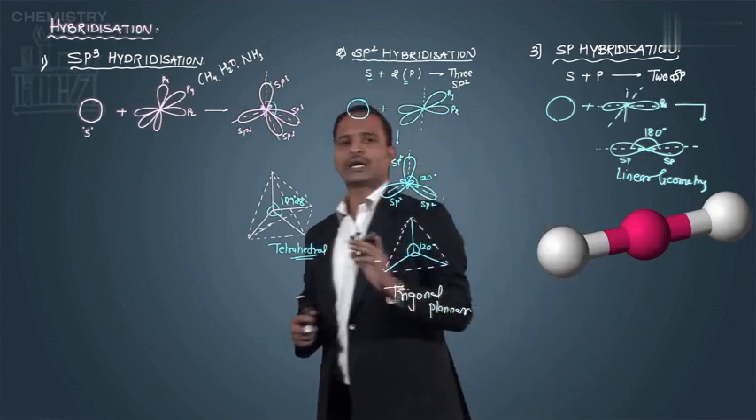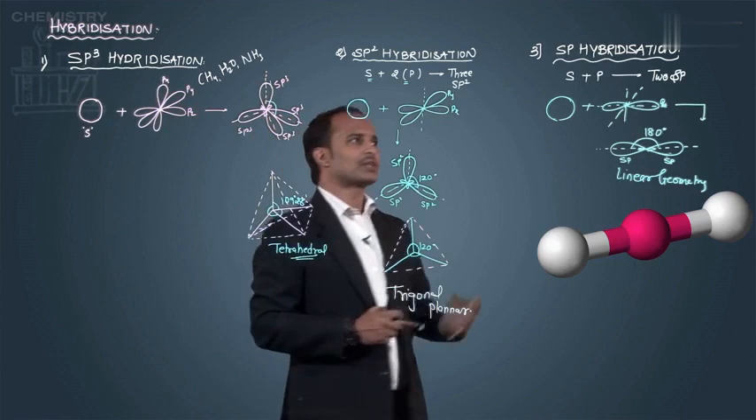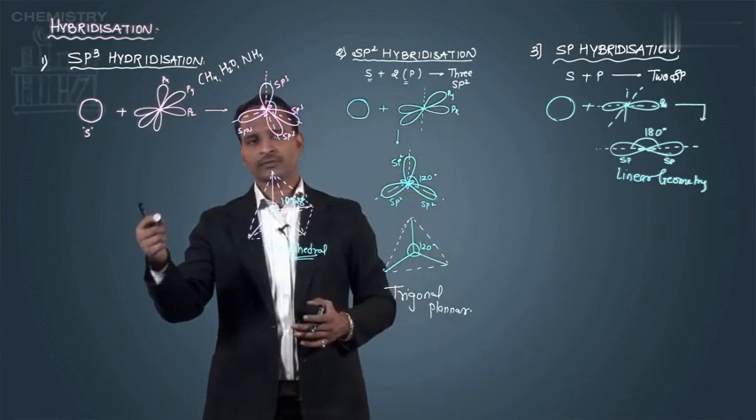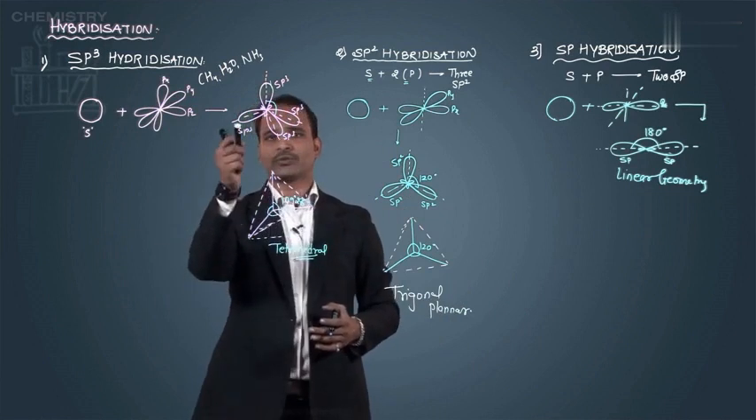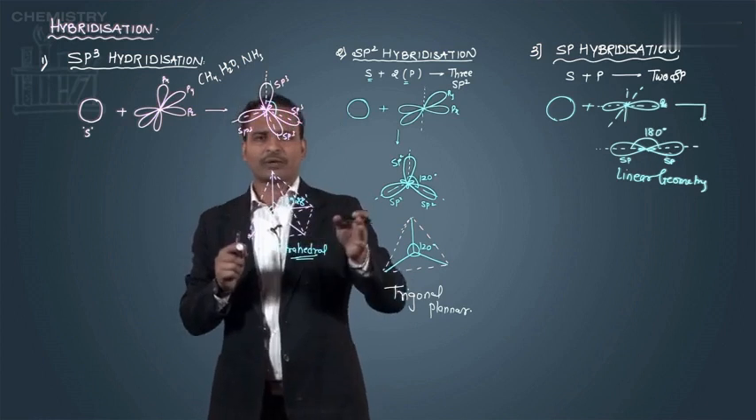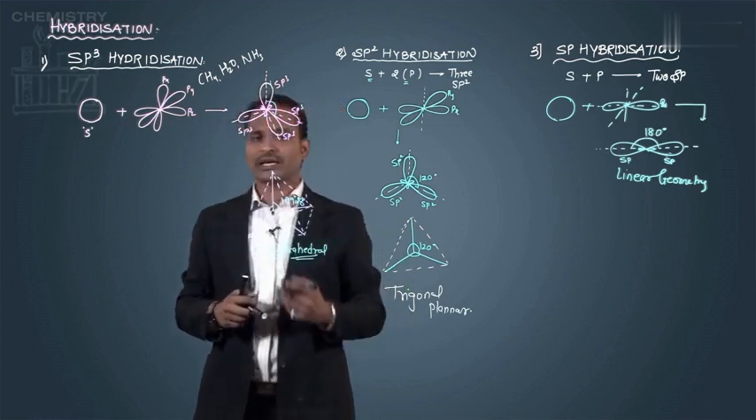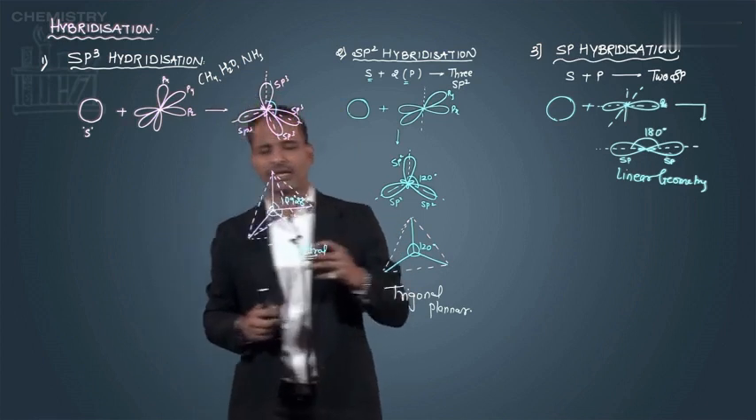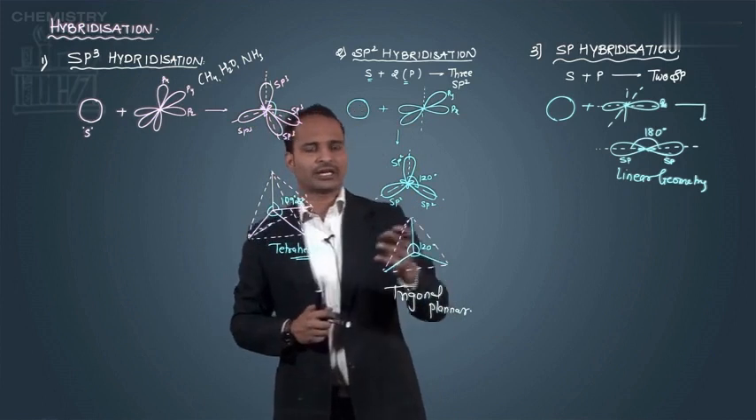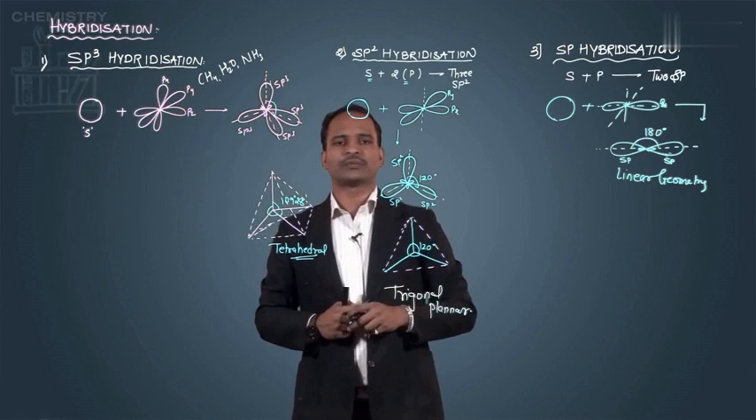So we have three hybridizations in total: sp3 hybridization, sp2 hybridization and sp hybridization. In sp3 hybridization, we have a tetrahedral geometry. All four orbitals are oriented at the corners of a regular tetrahedron, and as I said, it's like a mic stand. Then the second is sp2 hybridization, where we have trigonal planar geometry. Three sp2 orbitals, and the angle between them is 120 degrees.